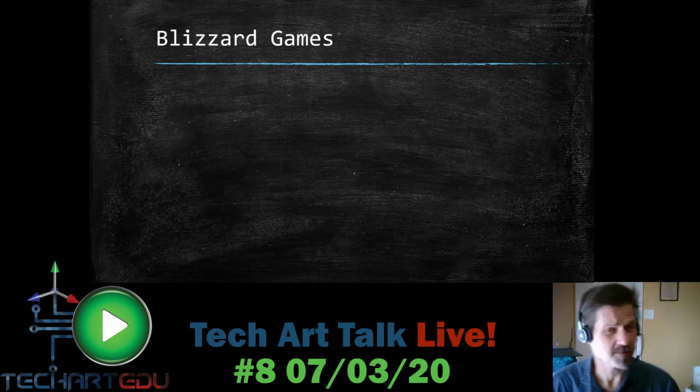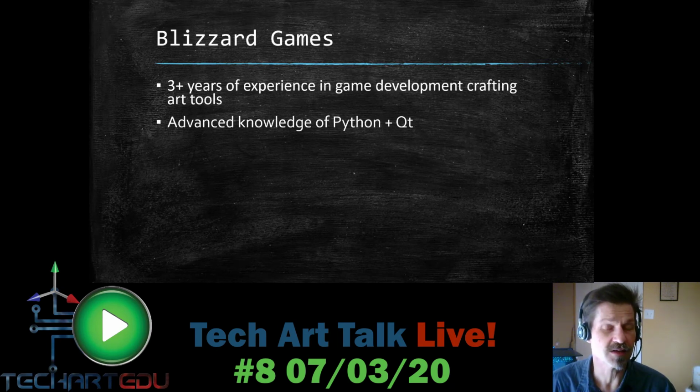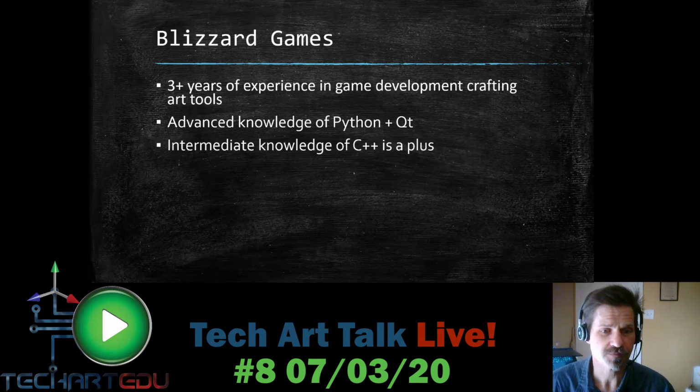So what about Blizzard? Everybody wants to work for Blizzard, right? They said, we want 3+ years of experience. That's going to be tough if you're still in high school. Advanced knowledge of Python and Qt. However, you could get Python knowledge and Qt experience in high school. Qt is not that difficult to understand once you understand Python. Intermediate knowledge of C++ is a plus, but not essential.